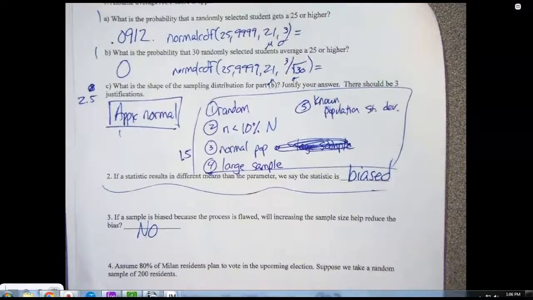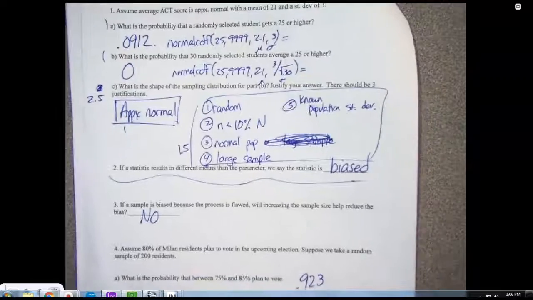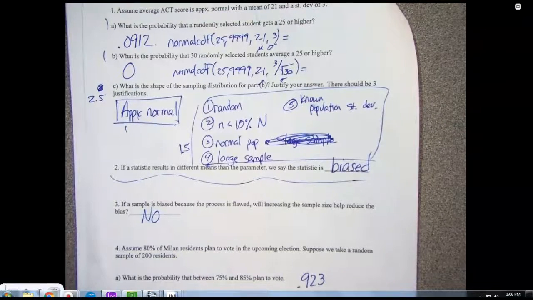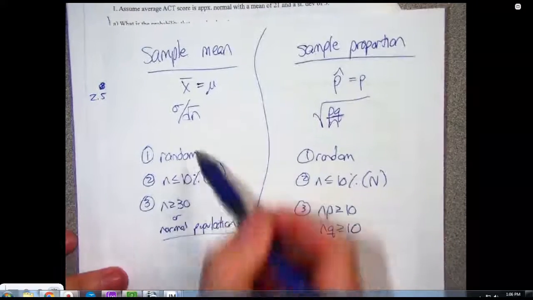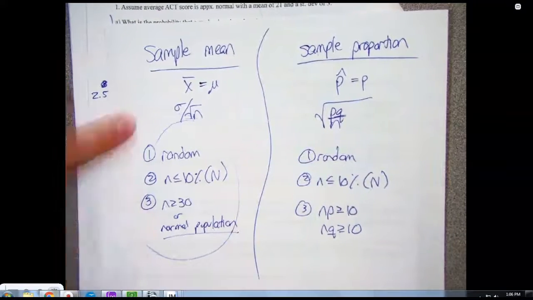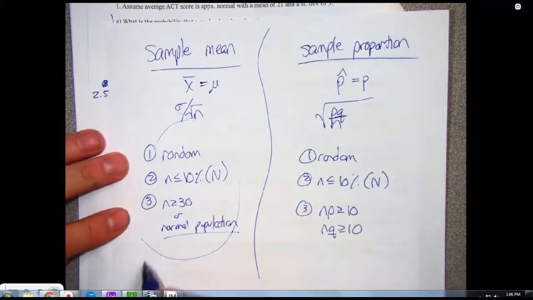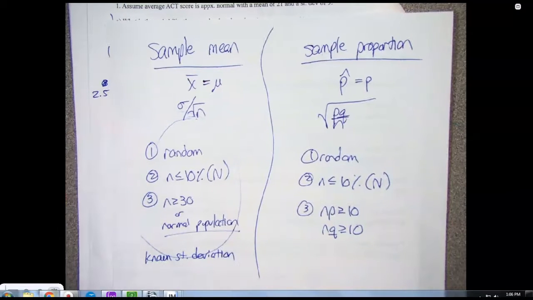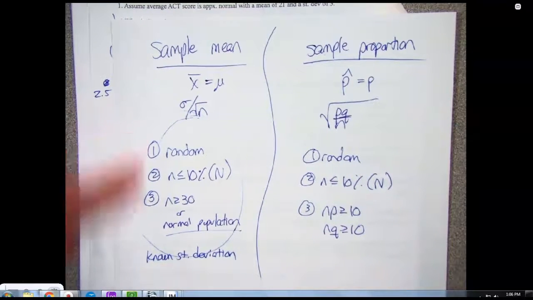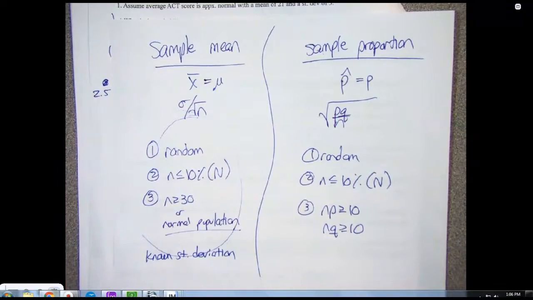And then part C, what is the shape of the sampling distribution? It's going to be approximately normal. And this is sample means. So basically you're listing these things, and there's 4 of them there. And I actually had another one up there that was like known standard deviation, which if you put that, I was fine with. So you could have put any 3 of these things and been okay.